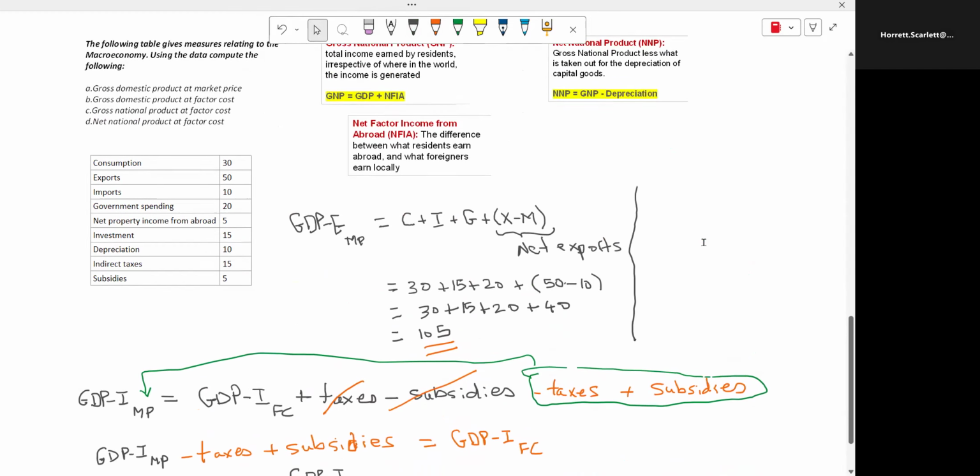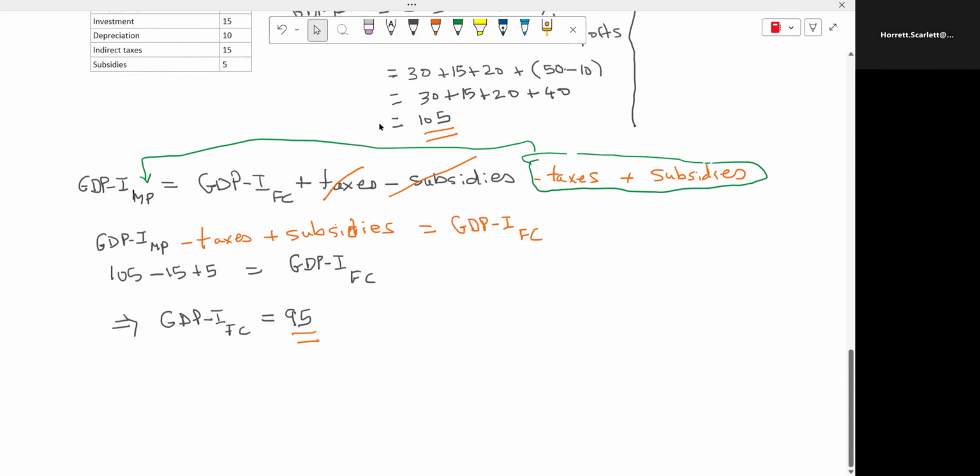So we want to find the gross national product. And we said that the gross national product is equal to GDP plus the net factor income from abroad. Which GDP do we need to use? Well, this says we need to find the gross national product at factor cost. So it means that the GDP that we need to be using here is the GDP at factor cost.